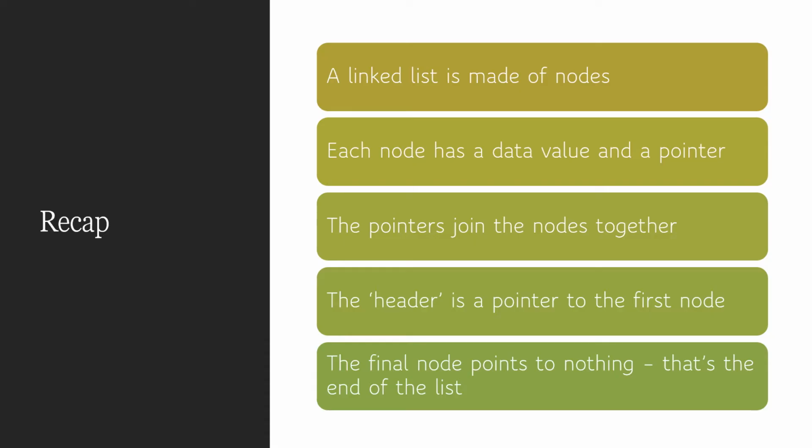So to recap, a linked list is made of nodes, and every node stores some data and a pointer. The pointers are integers that point to new data locations. That's how the nodes are joined together. The header is just a pointer. It's just the address of the first node. And the final node points to nothing, and that's the end of the list.